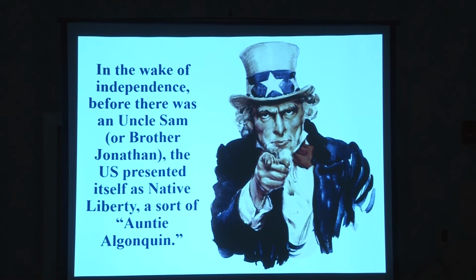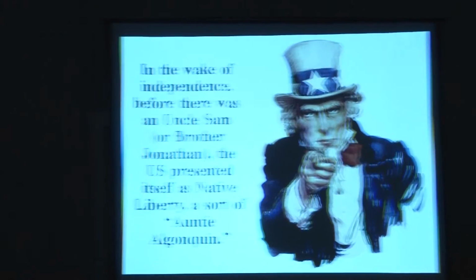Okay, so in the wake of independence, before there was an Uncle Sam or Brother Jonathan, another such figure, the US presented itself as a native liberty, as sort of anti-Algonquin, right? And when you know this, it helps you to see other things. One of the things that immediately jumped out at me was, I don't know, like many of you, I was raised thinking that the Boston Tea Party was a bunch of colonists donning Native American attire to basically conceal their identities. Well, that may be true, but I think there was a lot more than that going on here.